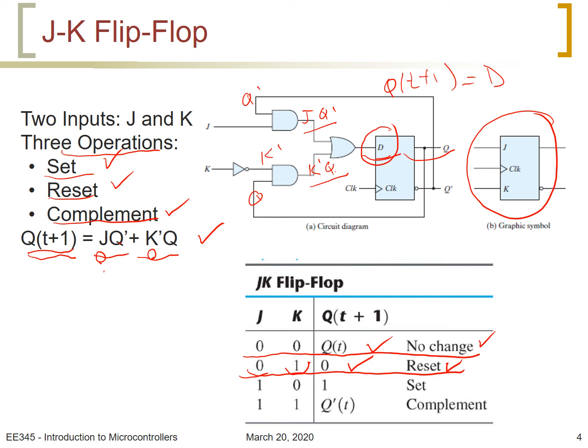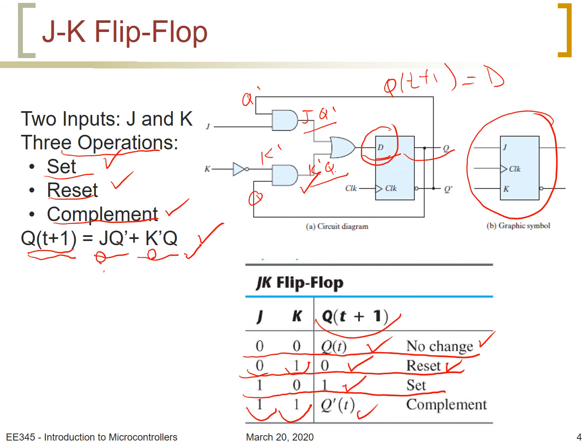On the other hand, when J is 1 and K is 0, when we substitute again in this equation, or we analyze this circuit here, we find that Q is equal to 1. And finally, when J is equal to 1 and K is equal to 1, we find that Q at time t plus 1 equals Q prime of t, which is the complement function.